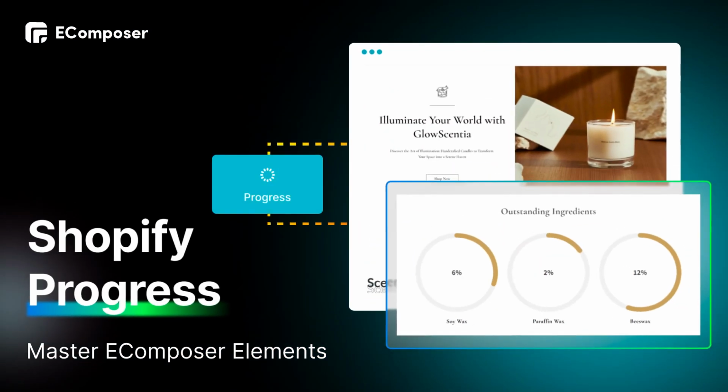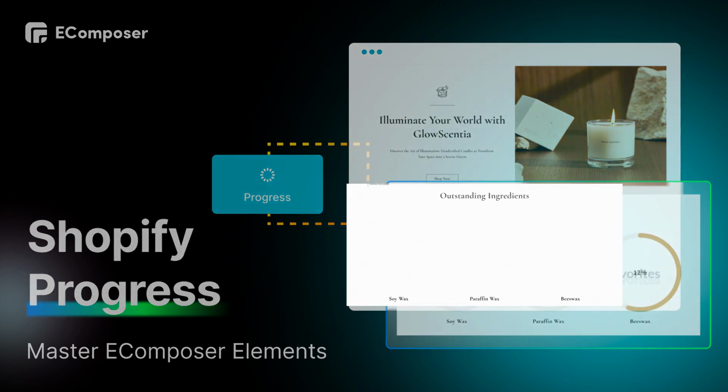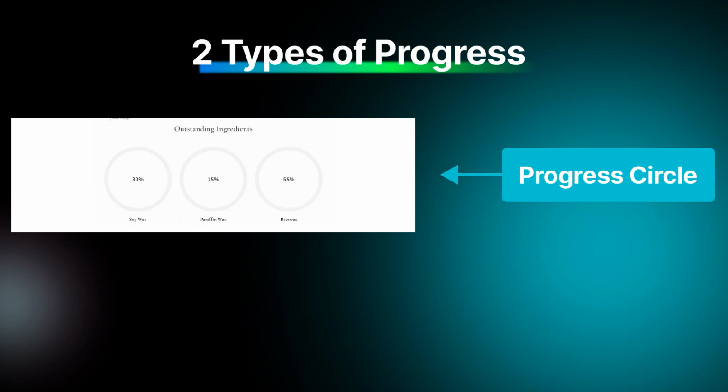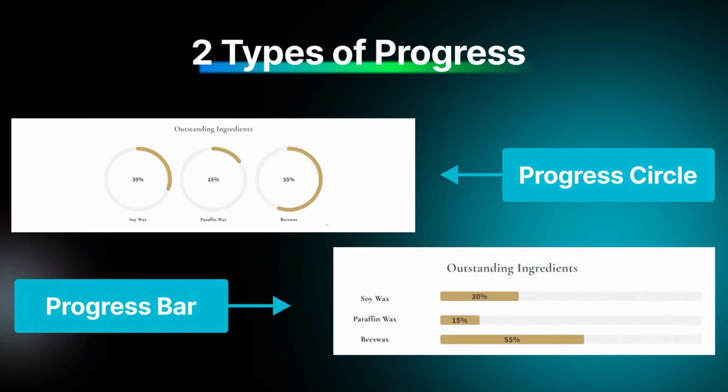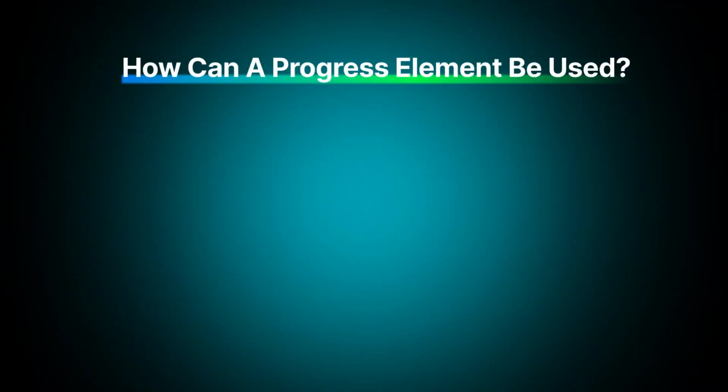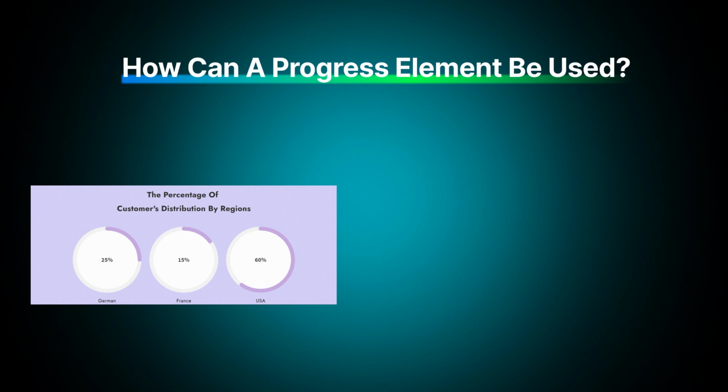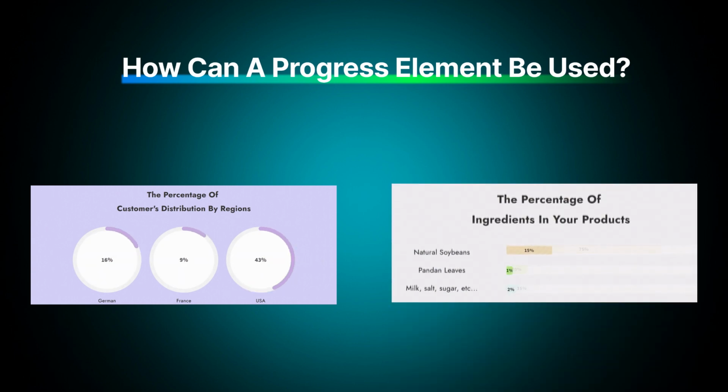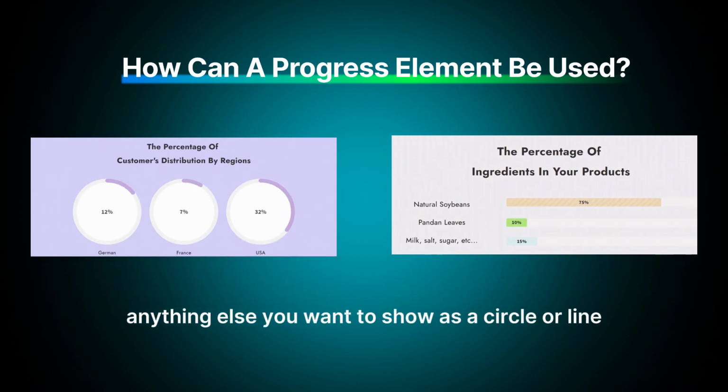Today's video will show you in detail how to add a progress bar on your website on Shopify. I mean, progress bar can be this one or this. Progress element will allow you to display the percentage of product or brand information you want to let your visitors know, such as the percentage of customers' distribution by regions, the percentage of ingredients in your products, or anything else you want to show as a circle or line.